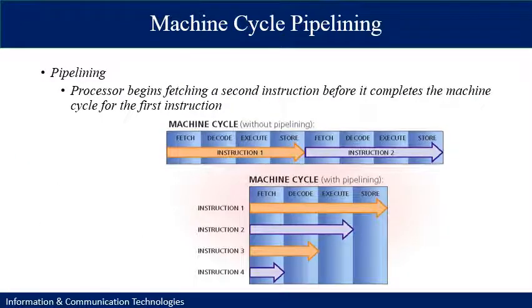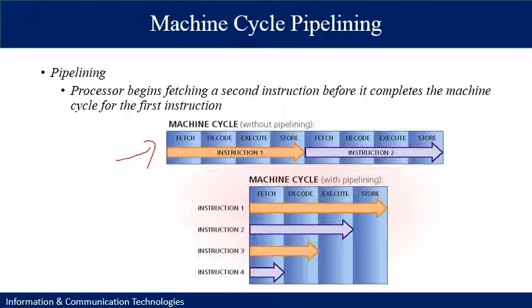So most of the current processors involve pipelining when using the machine cycle. Pipelining helps to increase the CPU processing, as with each step you can perform an instruction and then fetch the next instruction. In pipelining, the processor begins fetching a second instruction before it completes the machine cycle for the first instruction. As you can see, in the machine cycle without pipelining, you have the fetch, decode, execute, store cycle, and in the four steps you can execute only one instruction.